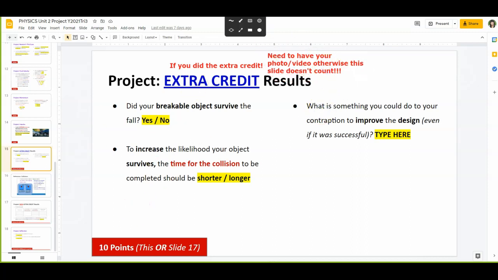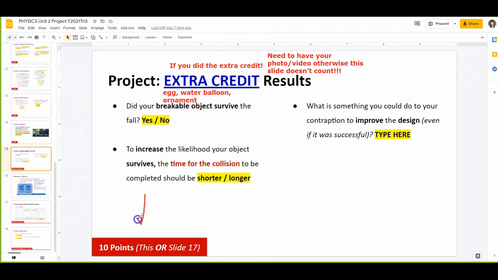So the question is, did your breakable object survive the fall? That was either your egg or your water balloon or your ornament, etc. Those were the options that we gave for breakable objects. You would just say yes or no. And to increase the likelihood your object survives, the time for collision should be shorter or longer.